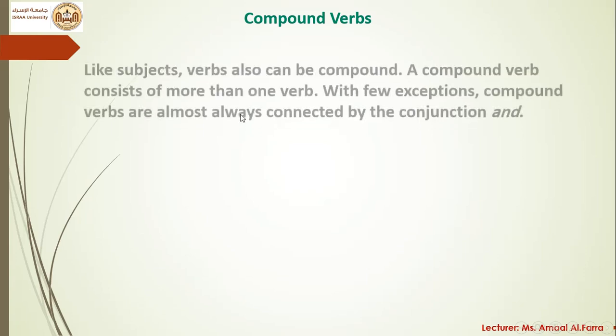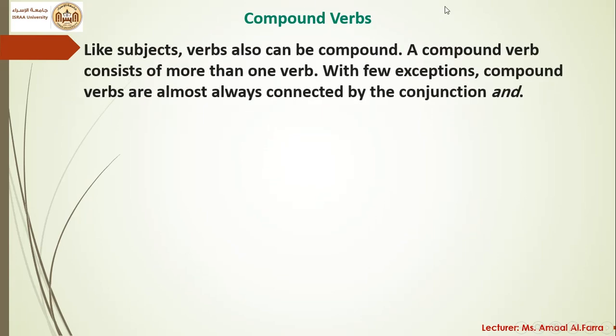Okay, now let's talk about the compound verbs. We finished the compound subjects. Now let's talk about the compound verbs. Like subjects, verbs also can be compound. A compound verb consists of more than one verb. Compound means not one verb. We have more than one verb. With a few exceptions, compound verbs are almost always connected by the conjunction and. Mostly, these verbs are connected using and.